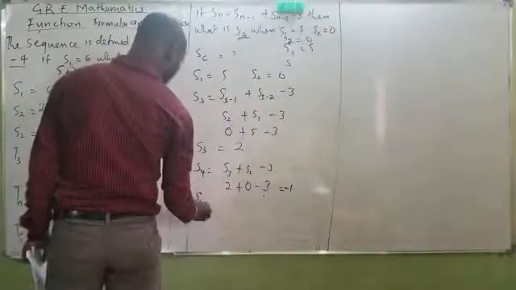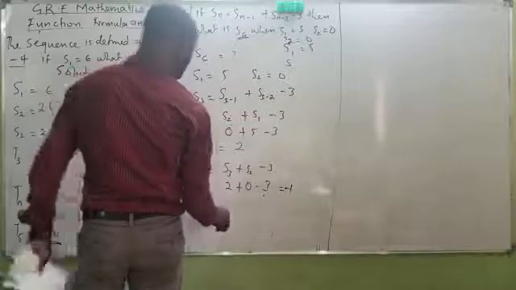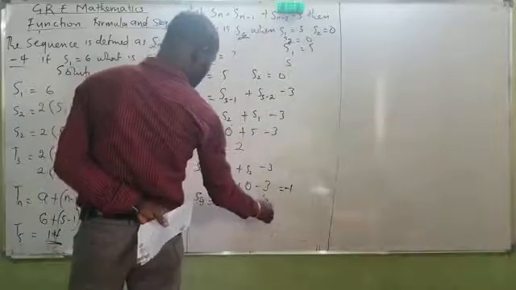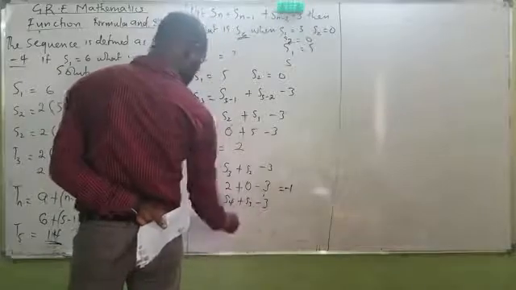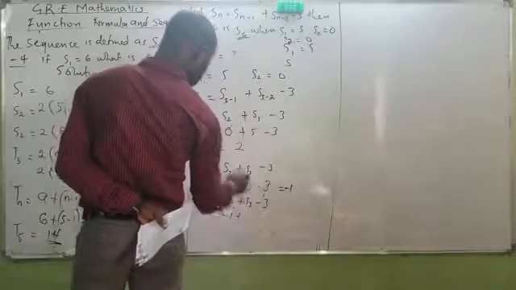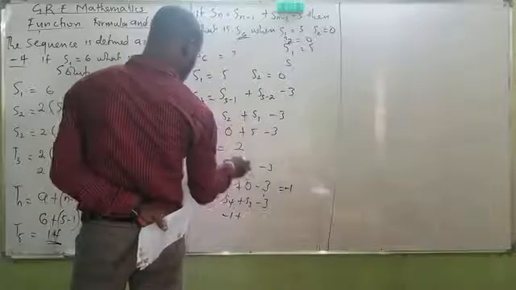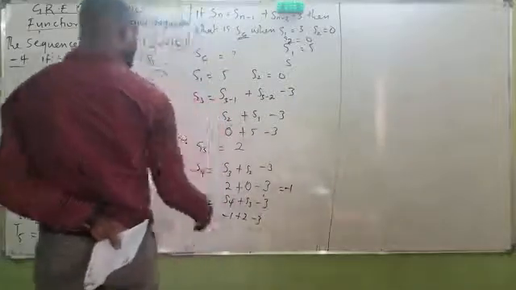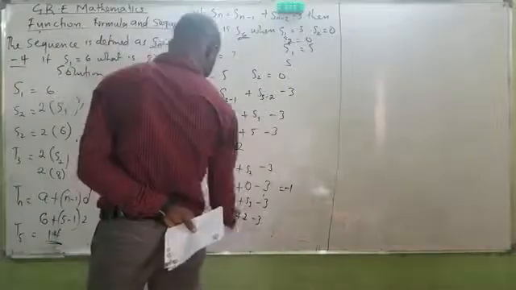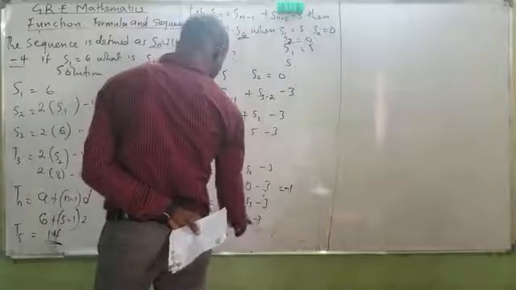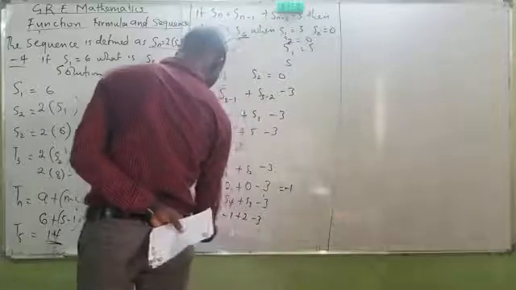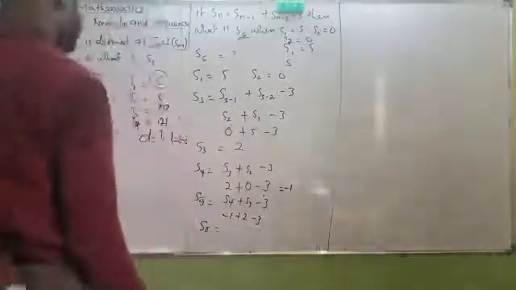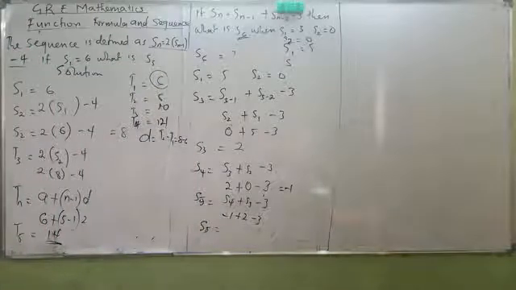My S5 will be equal to S4 plus S3 minus 3. What is my S4? Minus 1 plus 2, which I'll be having 1 minus 3, which will be minus 2. It means my S5 equals minus 2. Now, there is a problem somewhere. Oh, there is no problem.